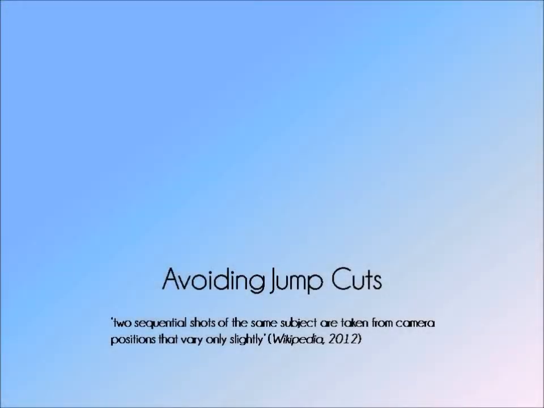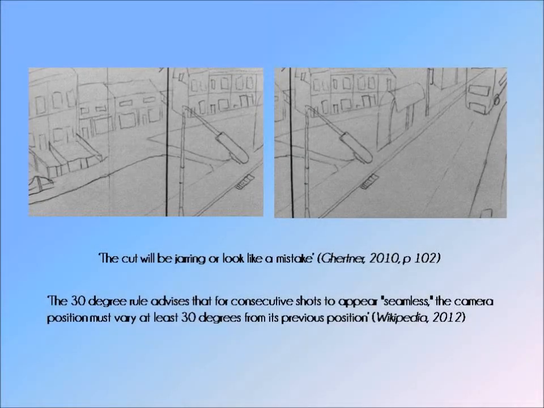The next principle is avoiding jump cuts. A jump cut is encountered when the composition of 2 frames that are placed next to each other only varies slightly. Because they are slightly different, the cut will be jarring, or could look like a mistake, so it's highly important while composing to review the scenes you are working on. Using the 30-degree rule can also help avoid any jumps. This states that each consecutive frame should vary at least 30 degrees from its last position. The examples above demonstrate this principle.